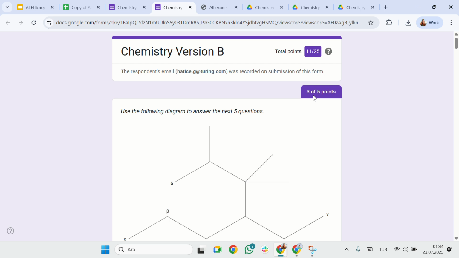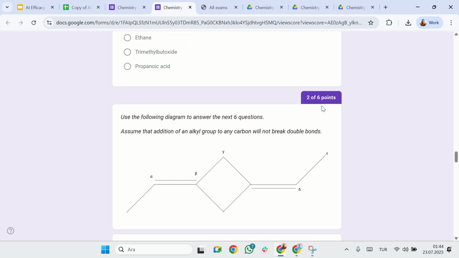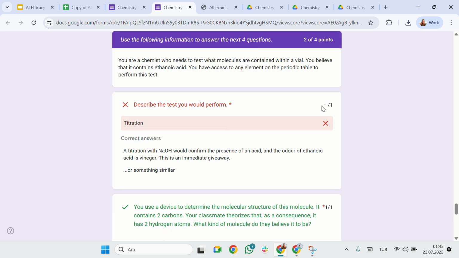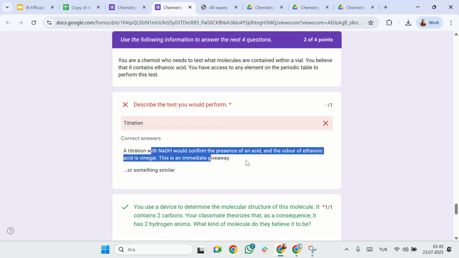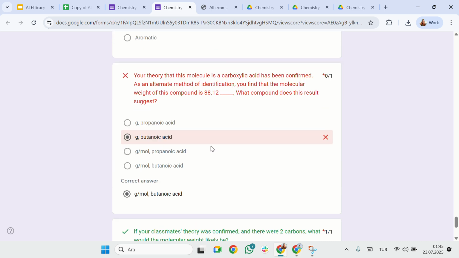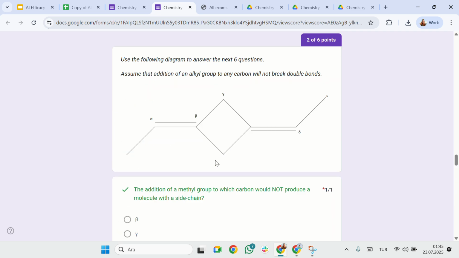3 out of 5. Oh, I think my point is higher now. Yeah. What was that? But I got this correctly. Titration was the answer, so I can say it's 12 correct answers.